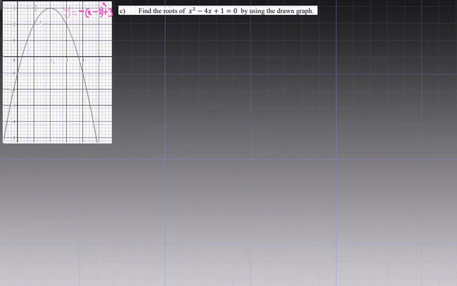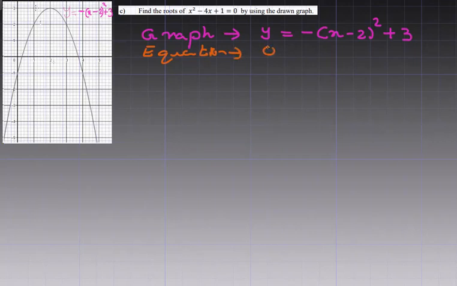Right. So how do we do this? First of all, we write the graph's equation. So what's the graph's equation? It has been given to us as y equals minus x minus 2 whole thing squared plus 3. Now under this, we have to write the equation we are supposed to solve. That is 0 equals x squared minus 4x plus 1.